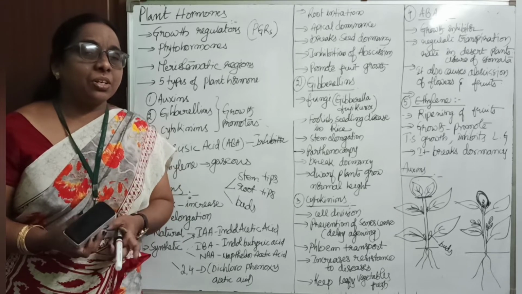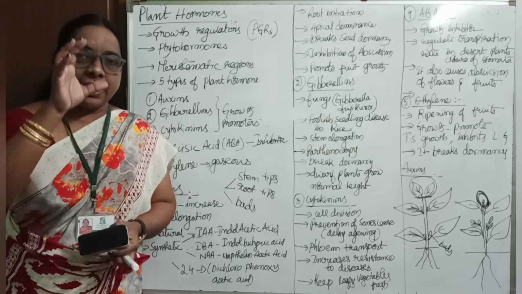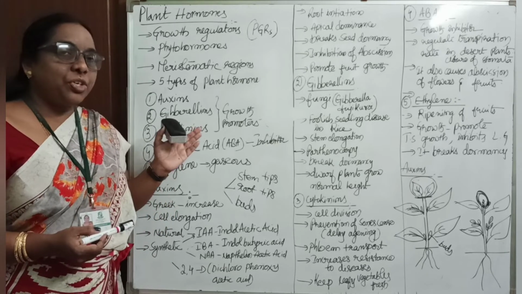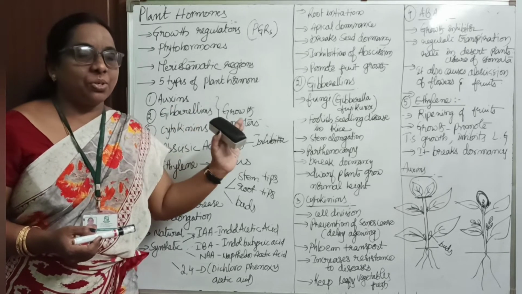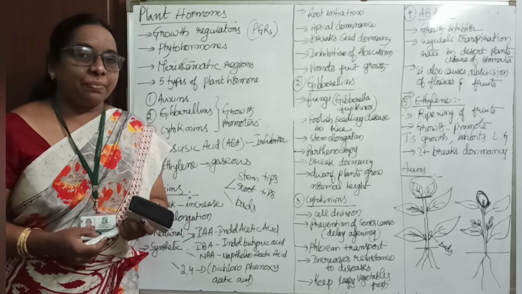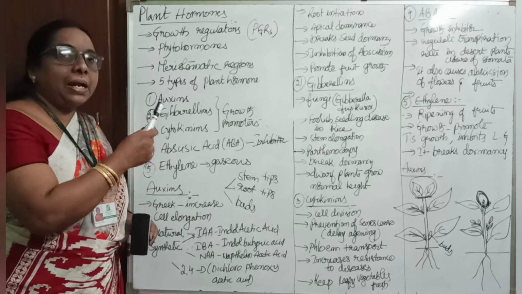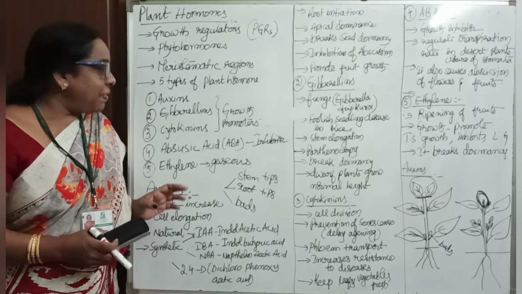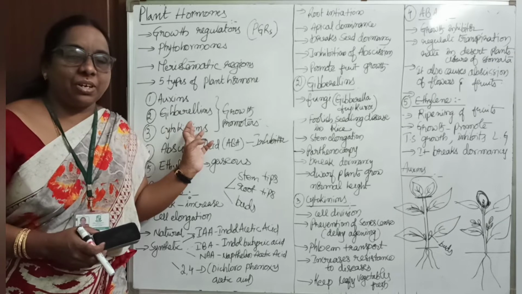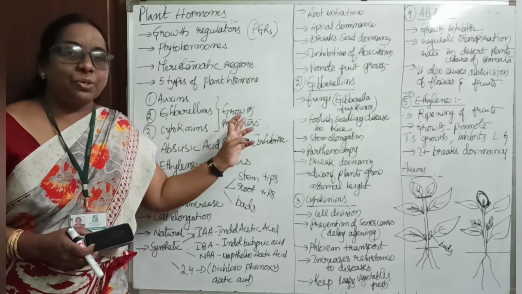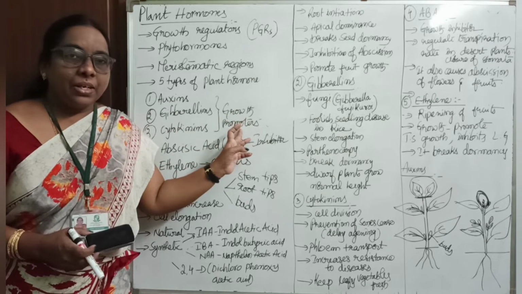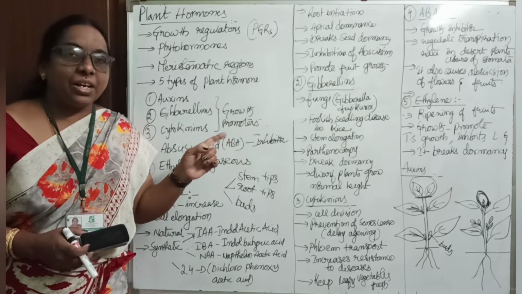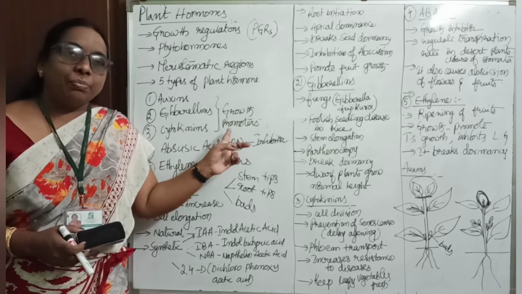These plant hormones are not placed in the entire plant. They are located in the root tips, shoot tips, buds and leaves, and so on. The plant hormones are further classified into 5 types. What are those 5? Auxins, gibberellins and cytokinins, and they are called growth promoters. Let me say it once again: auxins, gibberellins and cytokinins are growth promoters.